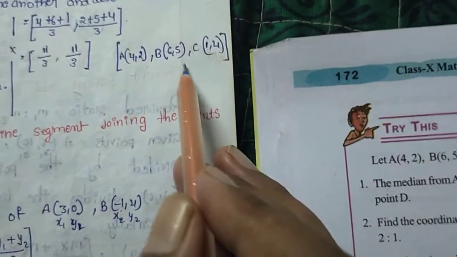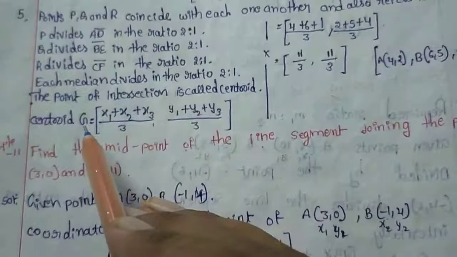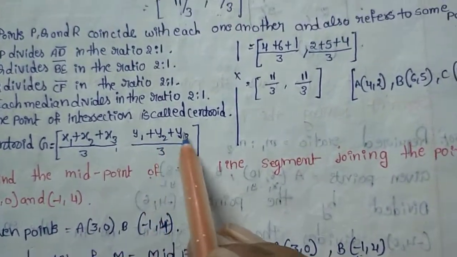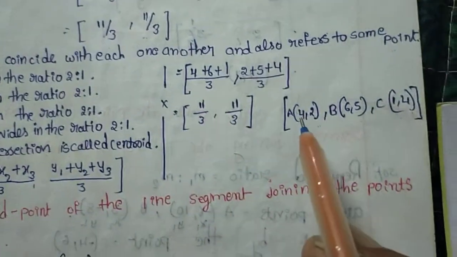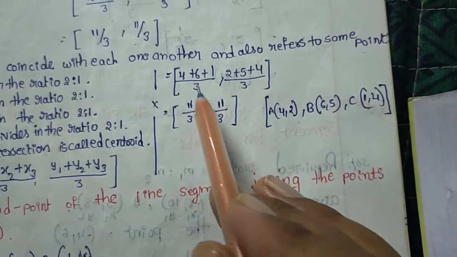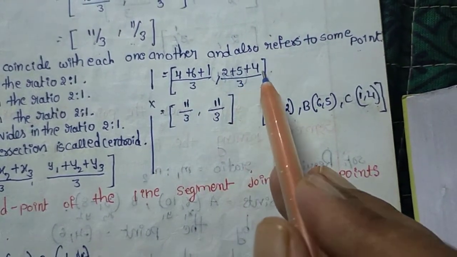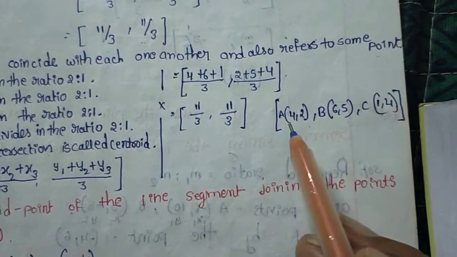A is 4, 2; B is 6, 5; C is 1, 4. Centroid formula: x1 plus x2 plus x3 by 3, y1 plus y2 plus y3 by 3. Substitute values: x1 is 4, x2 is 6, x3 is 1, by 3. 4 plus 6 is 10, plus 1 is 11 by 3. 2 plus 5 is 7, plus 4 is 11 by 3.